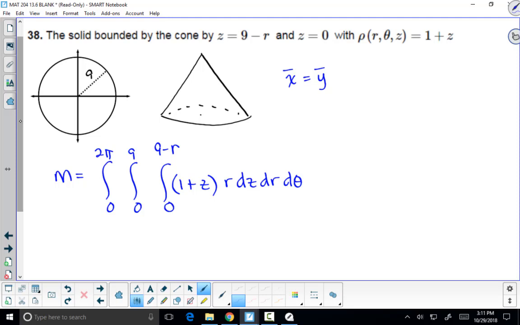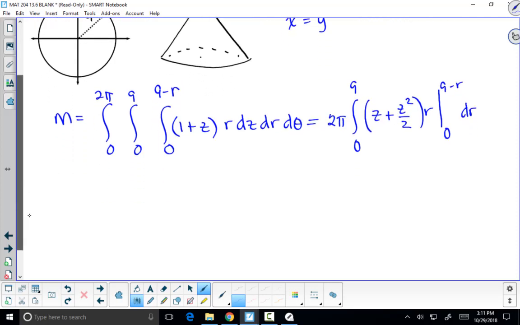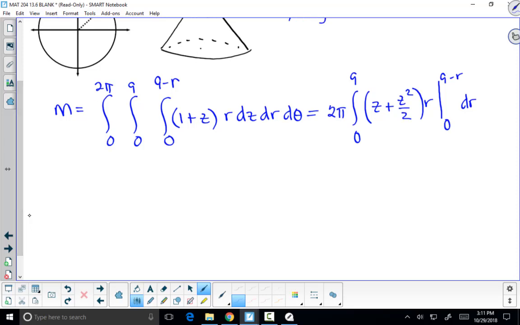Cylindrical is super nice. No thetas, so pi theta. Integrating with respect to z, we have to integrate that with respect to z. So we're going to get z plus z squared over 2, all multiplied by r. The z limits are 0 and 9 minus r, and then we have dr. Plugging in 9 minus r for z. Okay, it's going to get a little messy here.